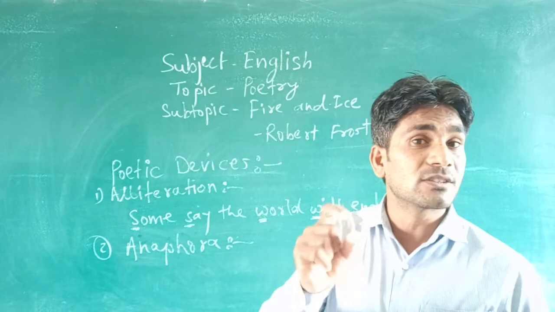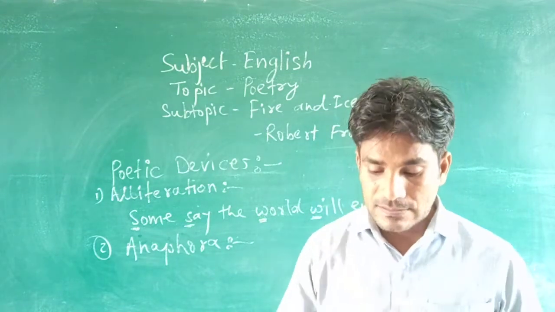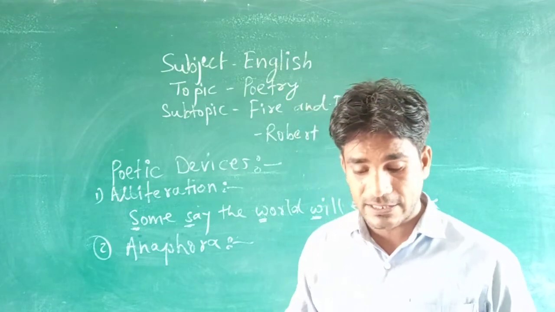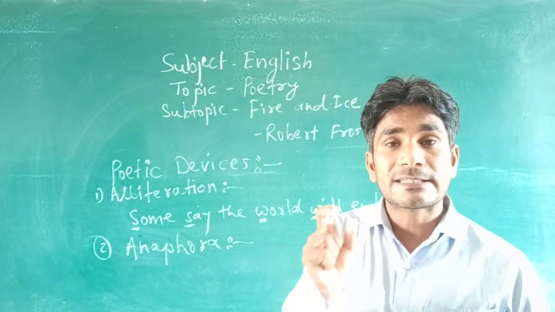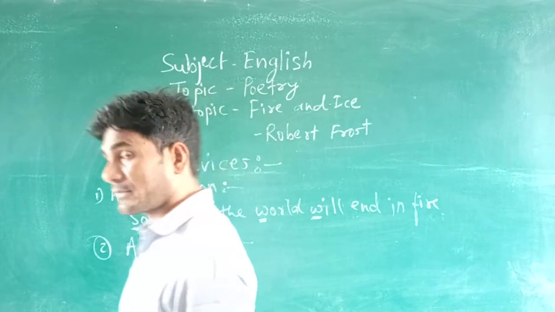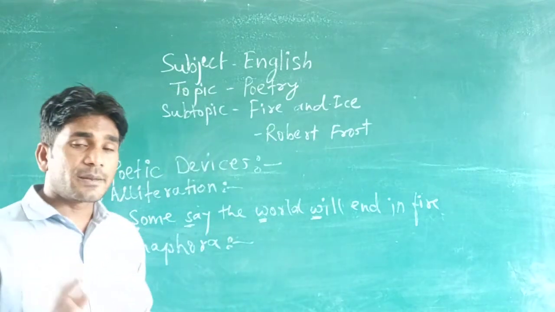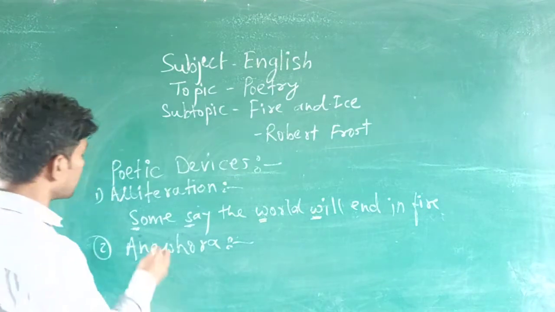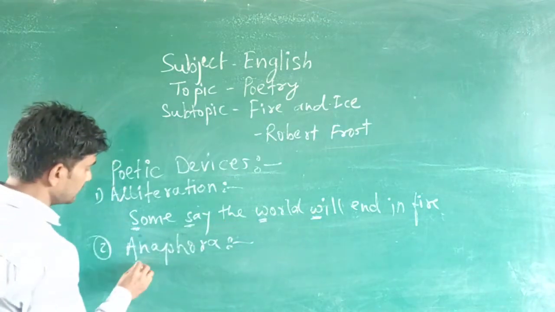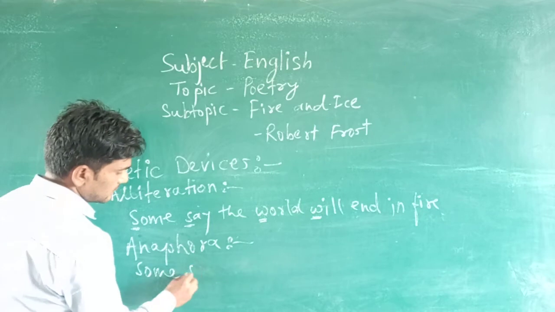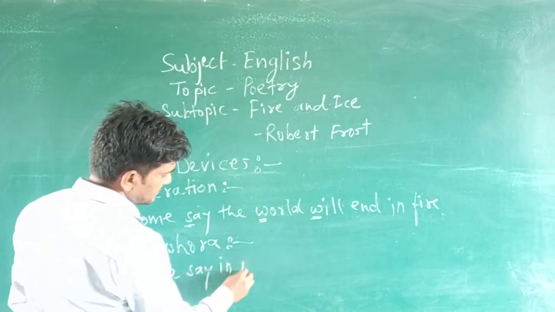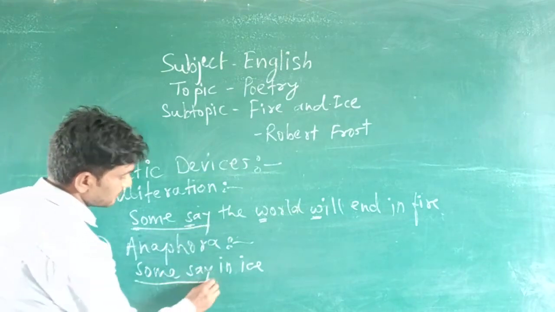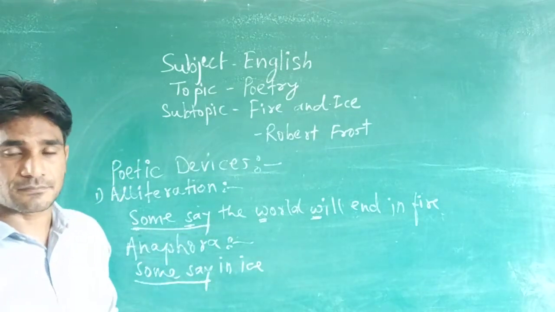So look at the first two lines. Some say the world will end in fire. Some say in ice. So look at there, some say. These two words are repeated in the consecutive lines. So it is anaphora. Some say the world will end in fire, and some say in ice. So some say in the consecutive lines.